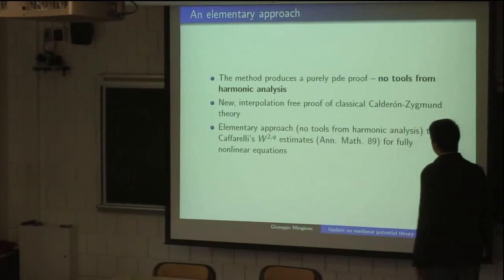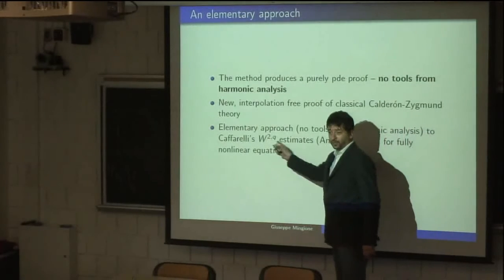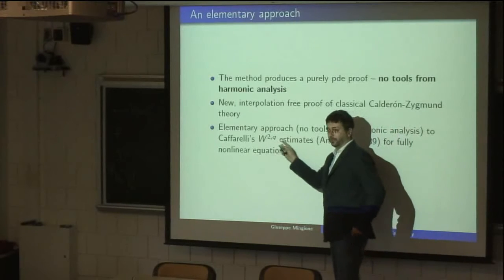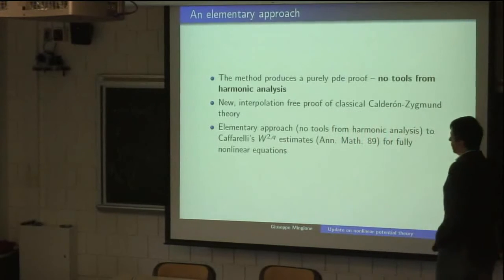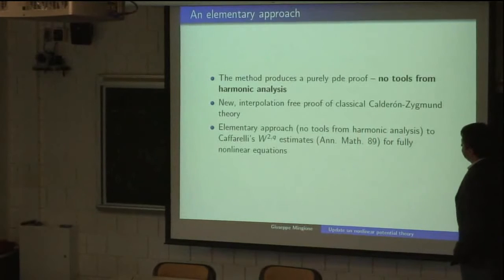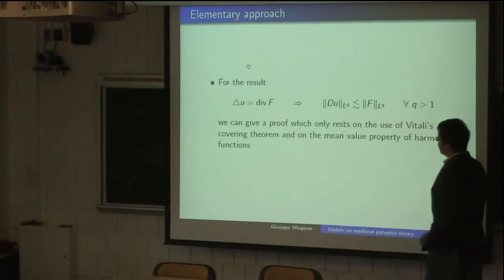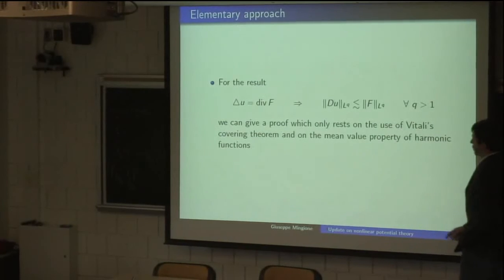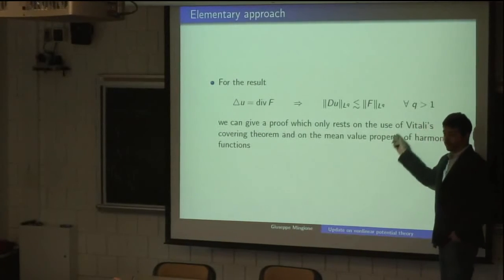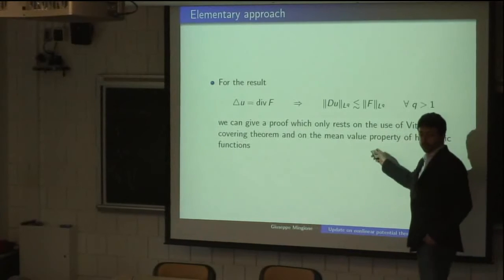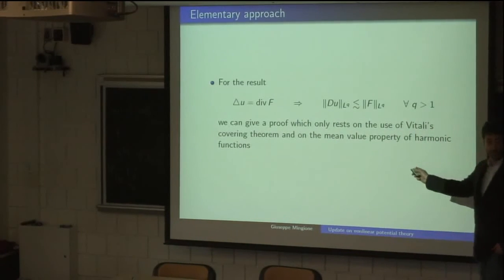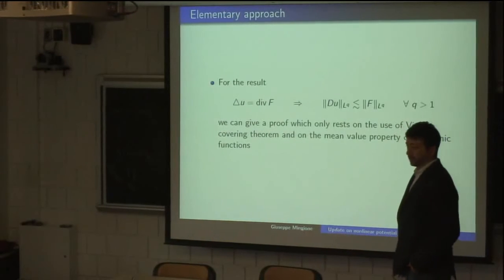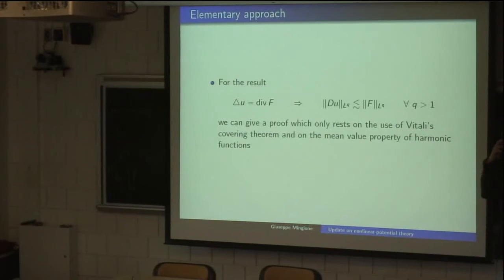In particular, you can also give a new proof, as I was informed. I'm not sure about this, but I was informed by some people in Korea that were giving alternative proofs of basic results of Nonlinear. And in particular, if you go back to the previous result I was telling you before, then you can get a proof which just stays in one page, because it's just based on Vitali's covering and mean-value properties of harmonic functions. So essentially, you can give a fast approach to Calderon-Zygmund estimates, which is now very elementary.